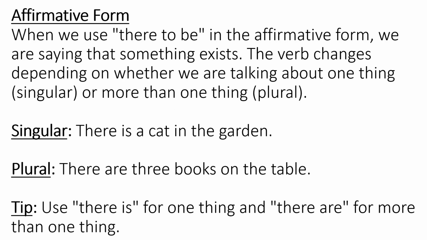Let's dive in. Affirmative form. When we use there to be in the affirmative form, we are saying that something exists. The verb changes depending on whether we are talking about one thing, singular, or more than one thing, plural. Singular: there is a cat in the garden. Plural: there are 3 books on the table. Tip: use there is for one thing and there are for more than one thing.